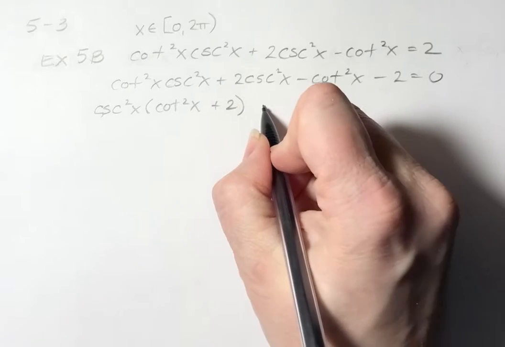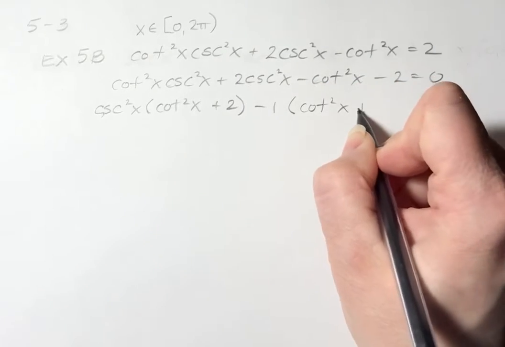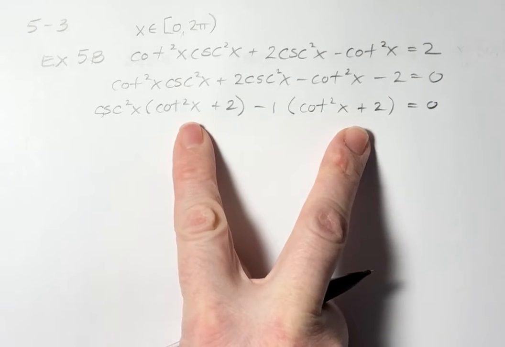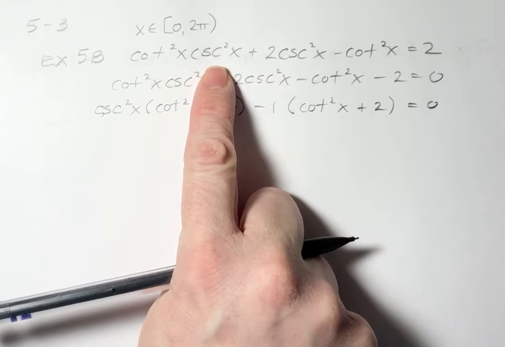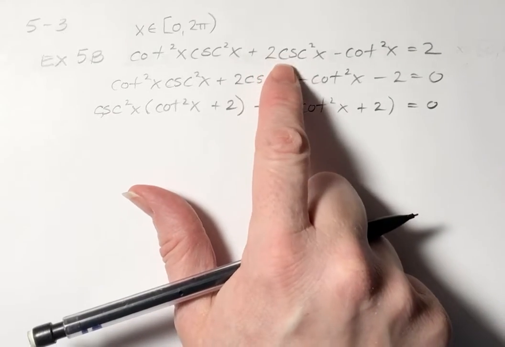These have a -1 in common, and I'm left with cotangent squared plus 2. Factoring by grouping worked. I did not have to substitute, okay? I could have, and I would have gotten the same solutions. So that's something that you need to be careful of and need to watch for.